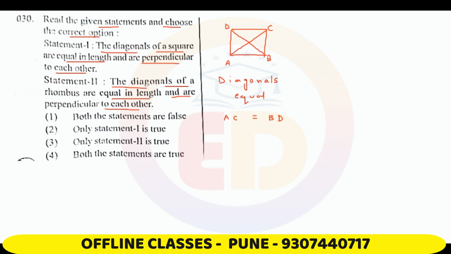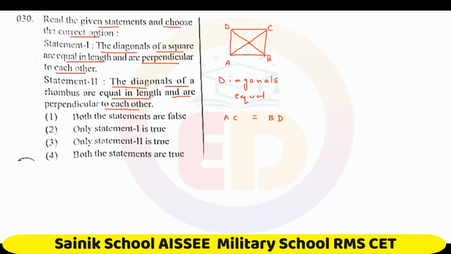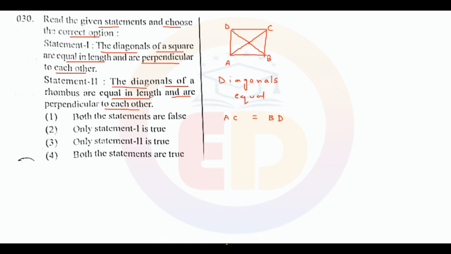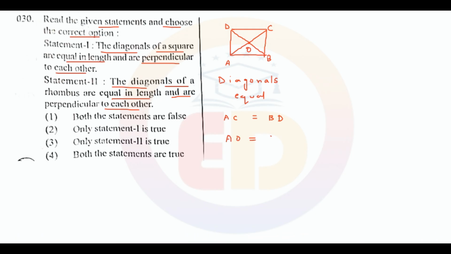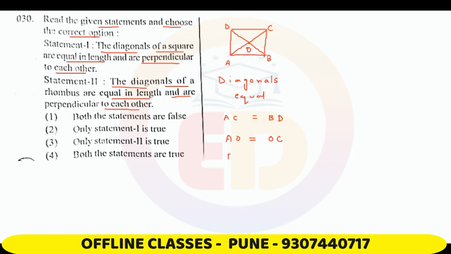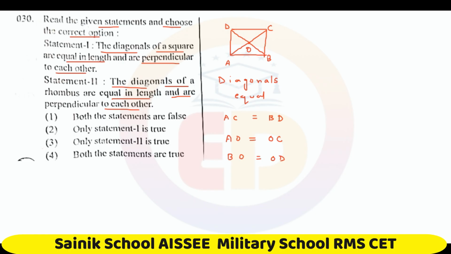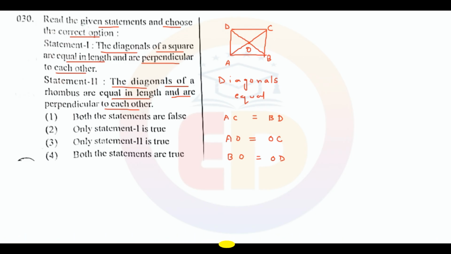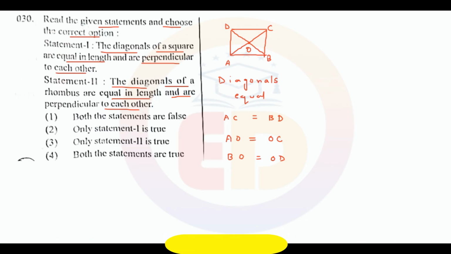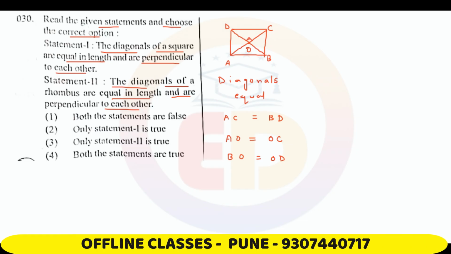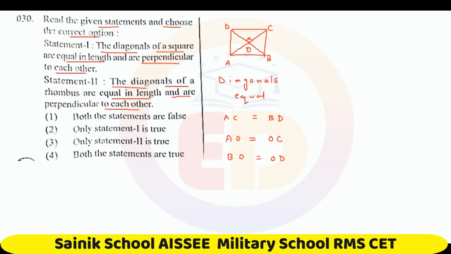And the diagonals also bisect each other. Means they are meeting at point O. So AO equals OC and BO equals OD. The diagonals are also perpendicular to each other. Perpendicular means at the point of intersection the angle is 90 degree. So angle DOC is 90 degree.